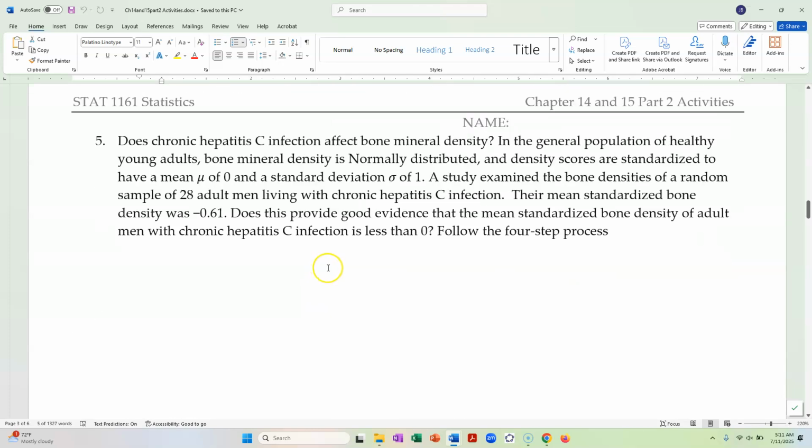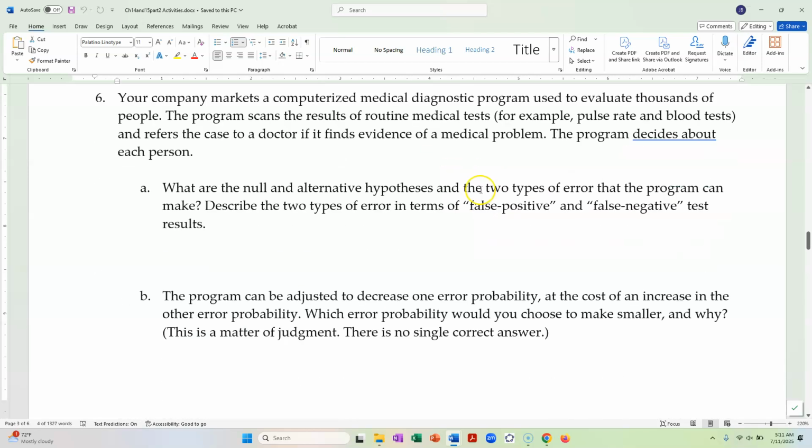Number 5. This is sort of the holy grail of this exercise series. So this is where you have to answer this question. Does it provide good evidence that the mean standardized bone density is less than 0? Follow the 4-step process. Do a really nice job of this, and then make sure to hold on to this example. Okay, review the videos as needed.